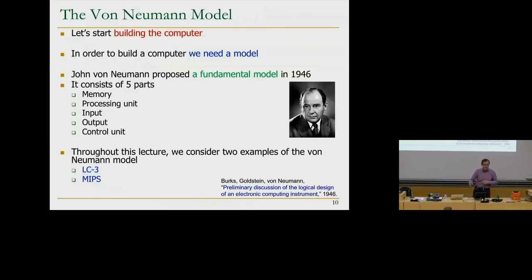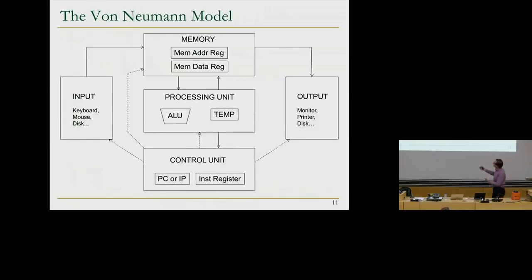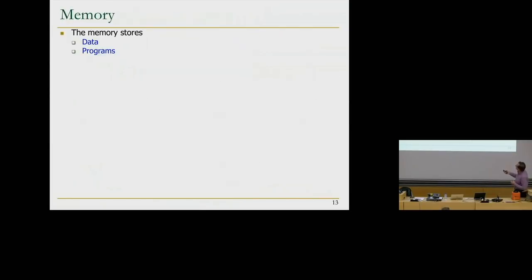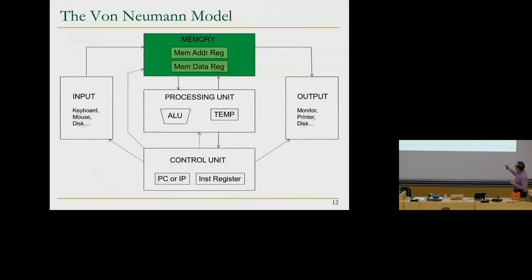So throughout this lecture and throughout most of the course, we will consider examples of the von Neumann model: LC3 and MIPS, and x86, which is commonly used everywhere, and ARM, which is commonly used everywhere. They're all examples of the von Neumann model. And I'm going to define what the von Neumann model is as we go through. Basically, you have a processing unit, which is the master of everything. It interacts with memory. And we're going to look at these different components.